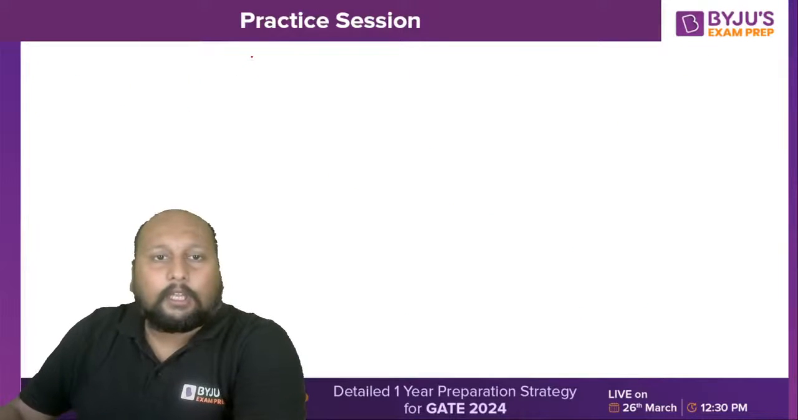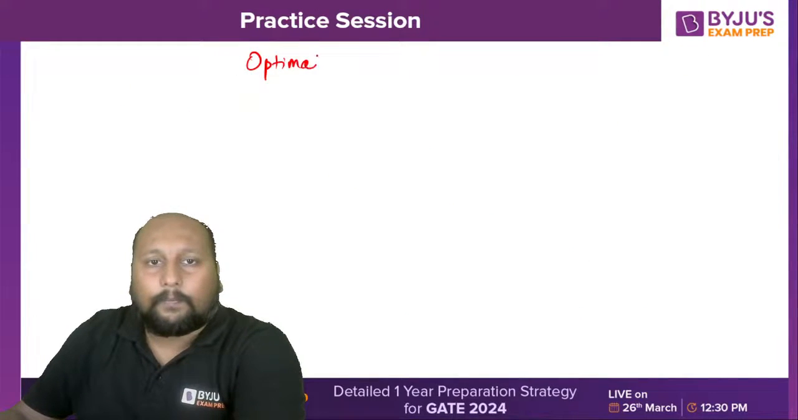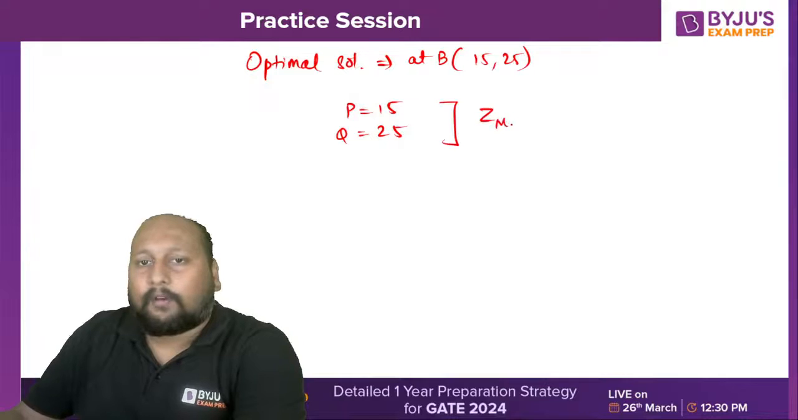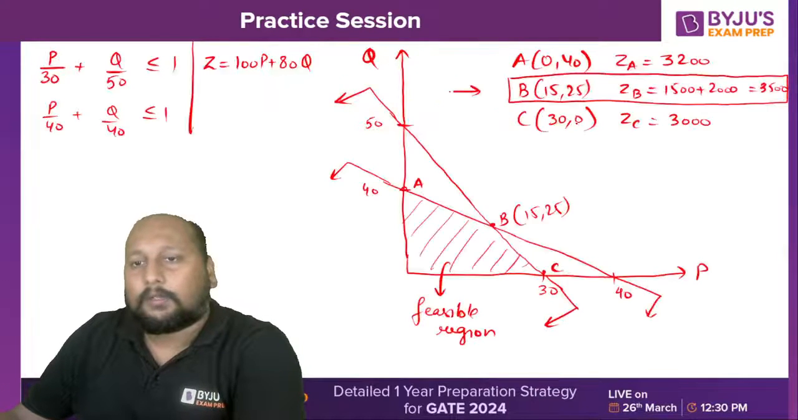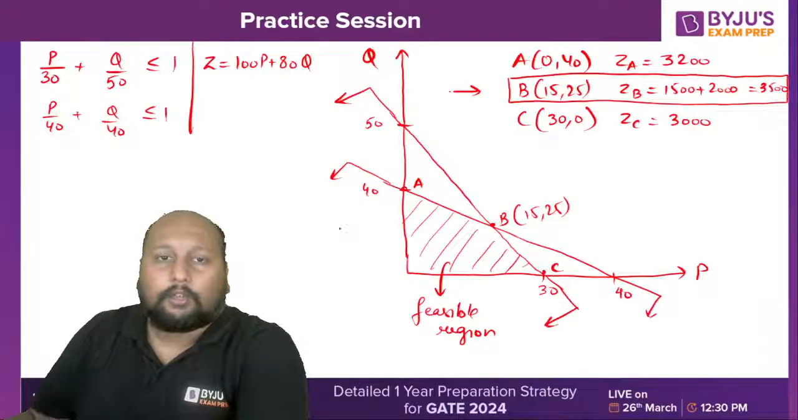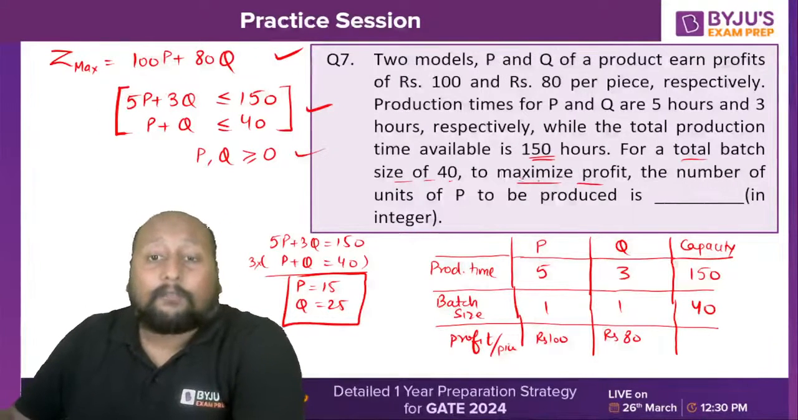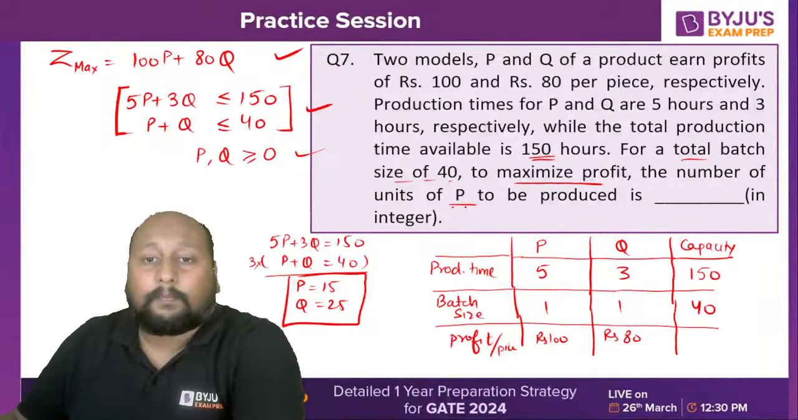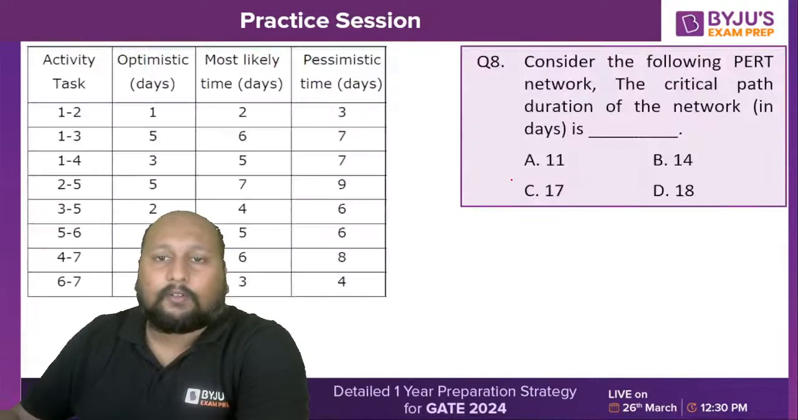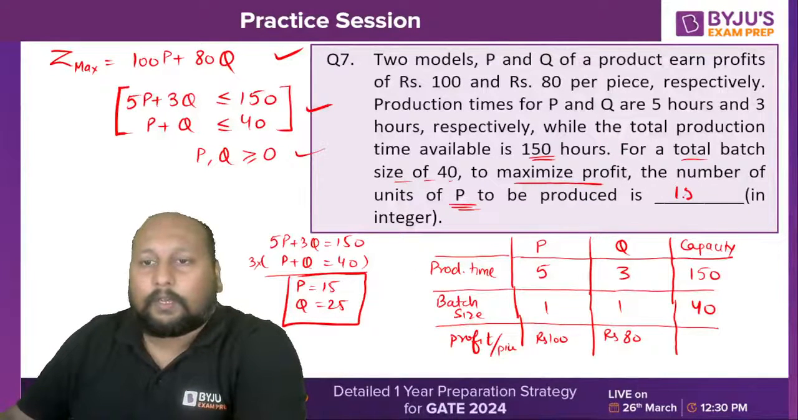The optimal solution we are getting at point B, which is having a coordinate of 15, 25. That means when P is equal to 15 and Q is equal to 25, the maximum profit that you'll be getting is 3,500. In the question they were asking, to maximize the profit, what should be the number of P to be manufactured? So the number of P that you need to manufacture is 15. So the final answer is 15.